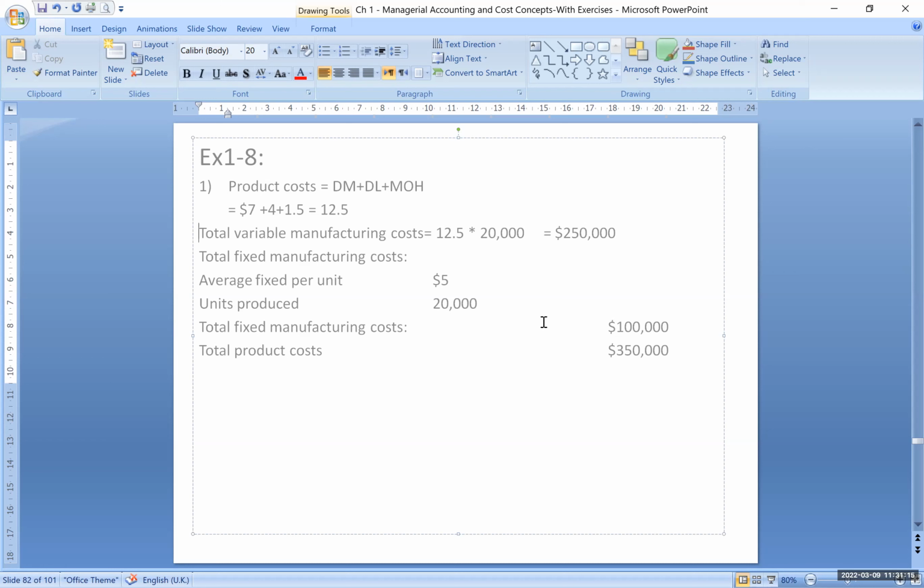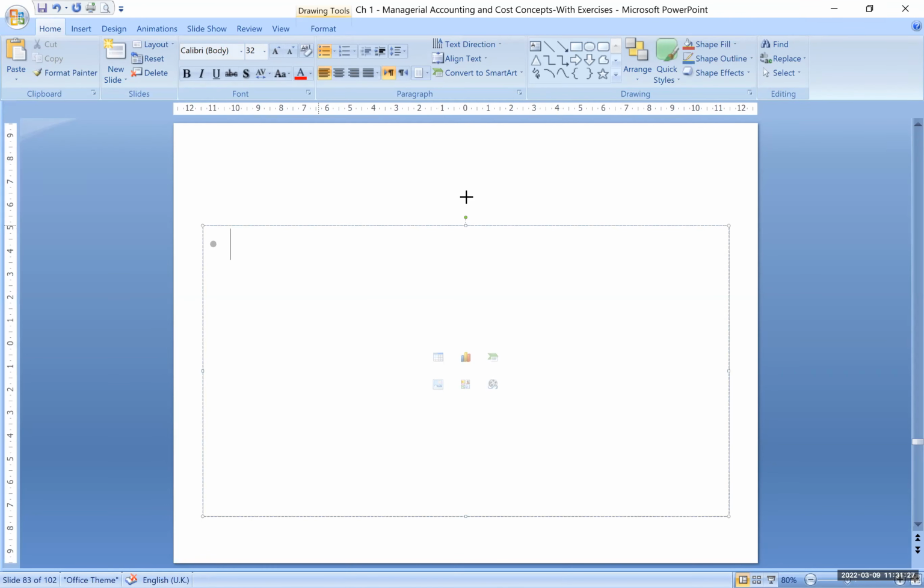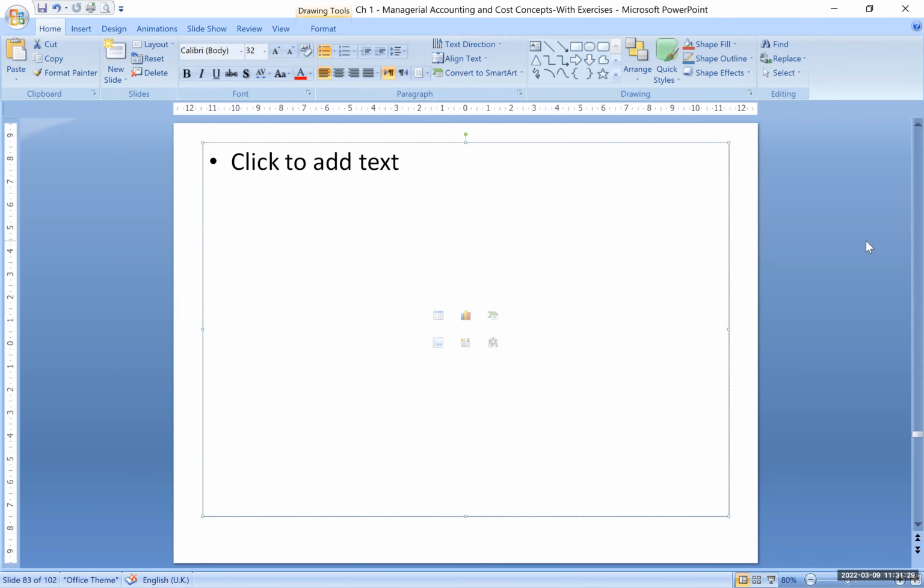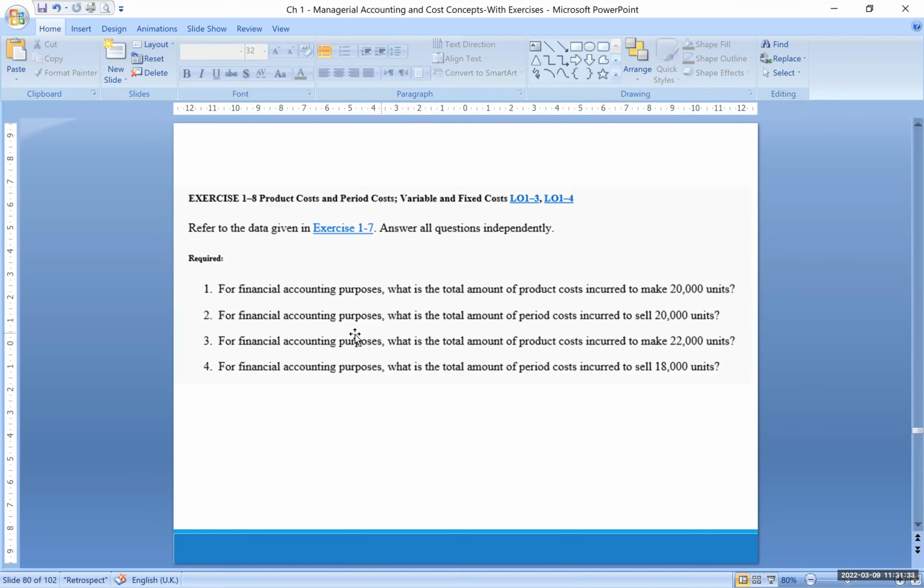Number 2. Go back to the question. Number 2. For financial accounting purposes, what is the total amount of period costs incurred to sell the 20,000 units? Be careful about the word make 20,000 units, and we are talking about product.